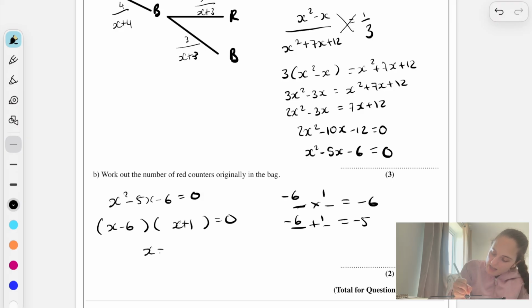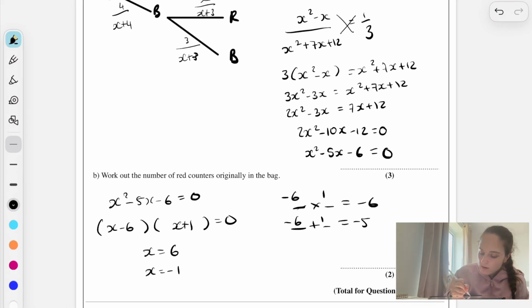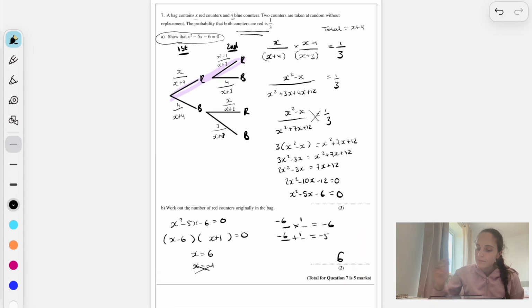So solving this, we get x equals 6 or x equals minus 1. But you can't have minus 1 red counters in the bag, so I'm going to straight away reject that. So the answer to this question is 6. There were 6 red counters originally in the bag.